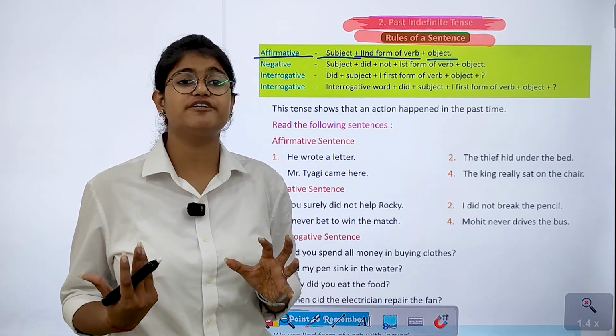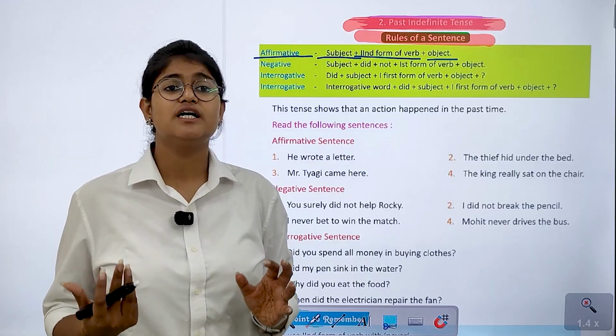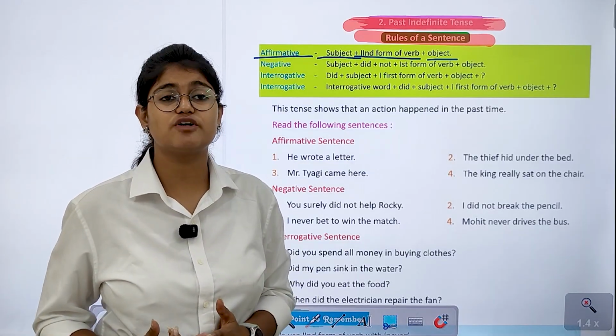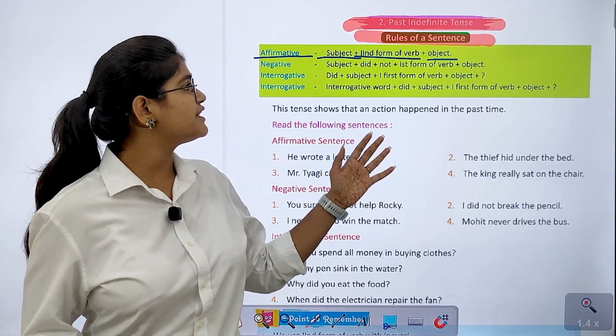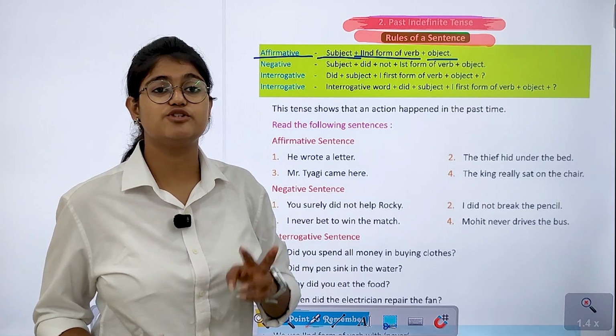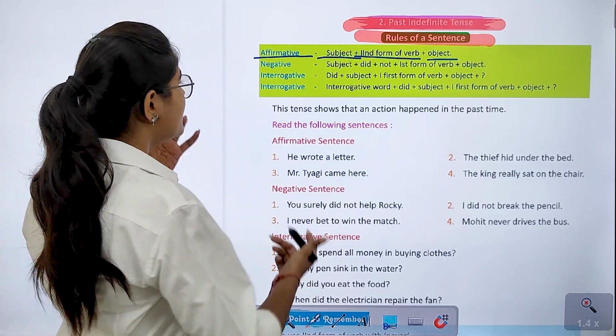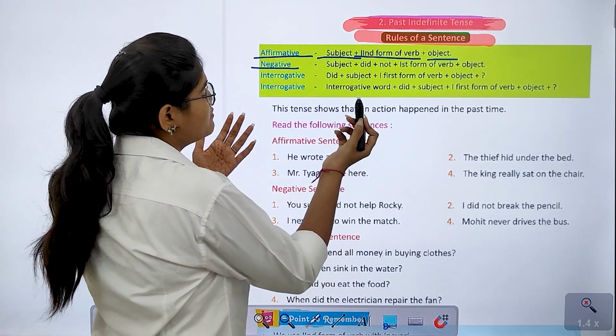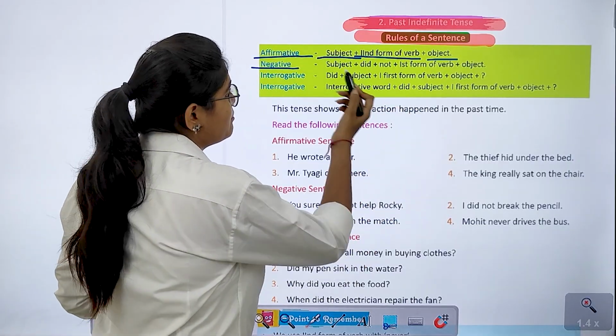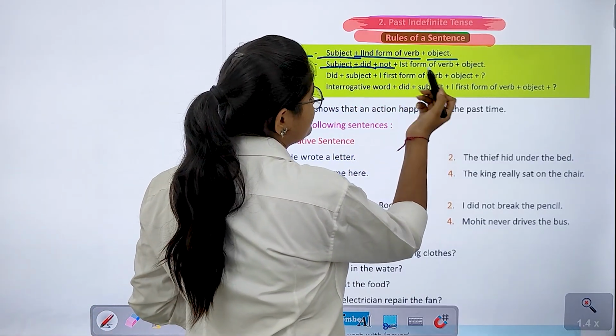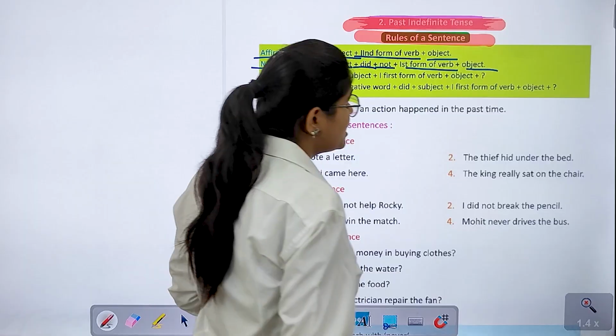In the present tense we were using the first form, that is the root form of the verb, and here in past indefinite we are going to use the second form of the verb, right? Next is negative. The formation would be the same, just we are going to add did plus not with the first form of the verb plus object.